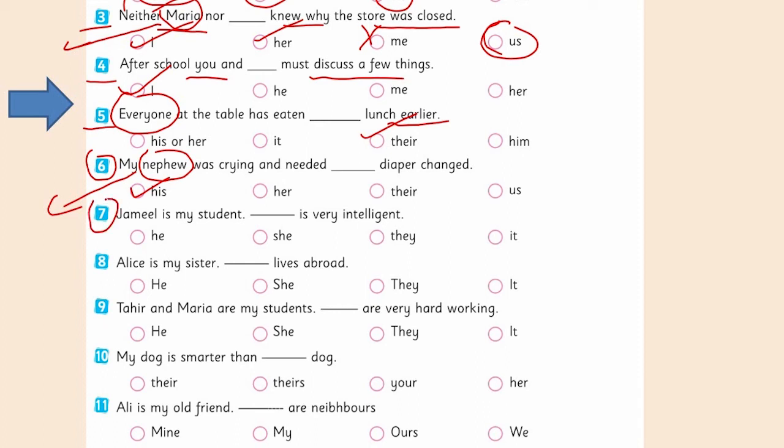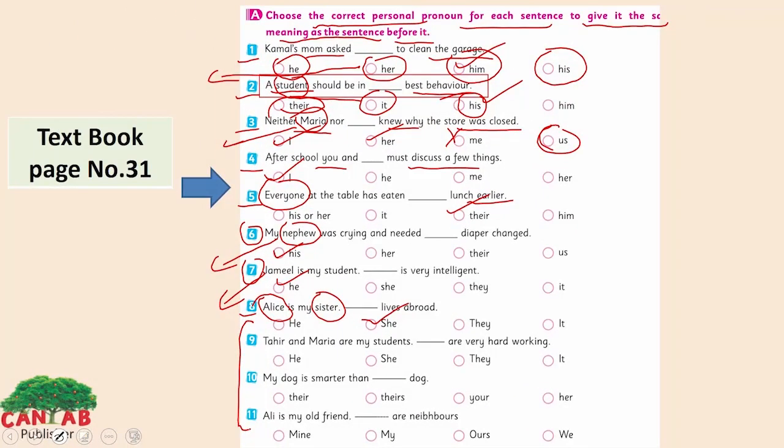Look at the seventh one. Jamil is my student, is very intelligent. Here it is a masculine noun and one singular person, so we will choose, yes, he is very intelligent. Look at the eighth one. Alice is my sister, lives abroad. Alice is a sister, which means here she is a feminine noun, and she lives abroad. Yes, she lives abroad. I want you to do the rest of the sentences by yourself.